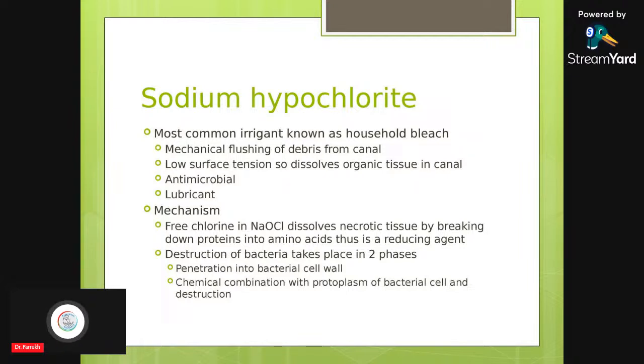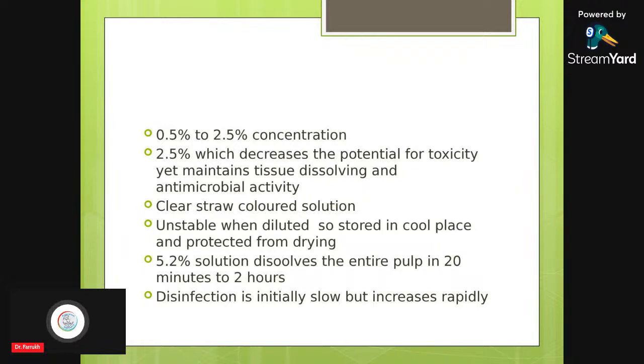Destruction of bacteria takes place in two phases: penetration into the bacterial cell wall, then chemical combination with the protoplasm of the bacterial cell, and destruction. Okay, 0.5 to 2.5% concentration. 2.5% decreases the potential for toxicity yet maintains tissue dissolving and antimicrobial activity. It is a clear straw color solution. Unstable when diluted, so store in a cool place and protected from drying.